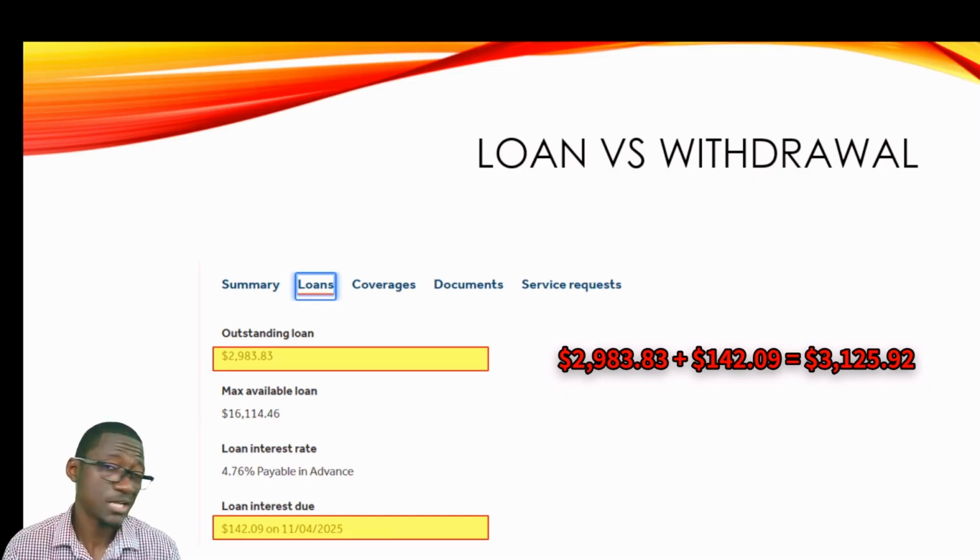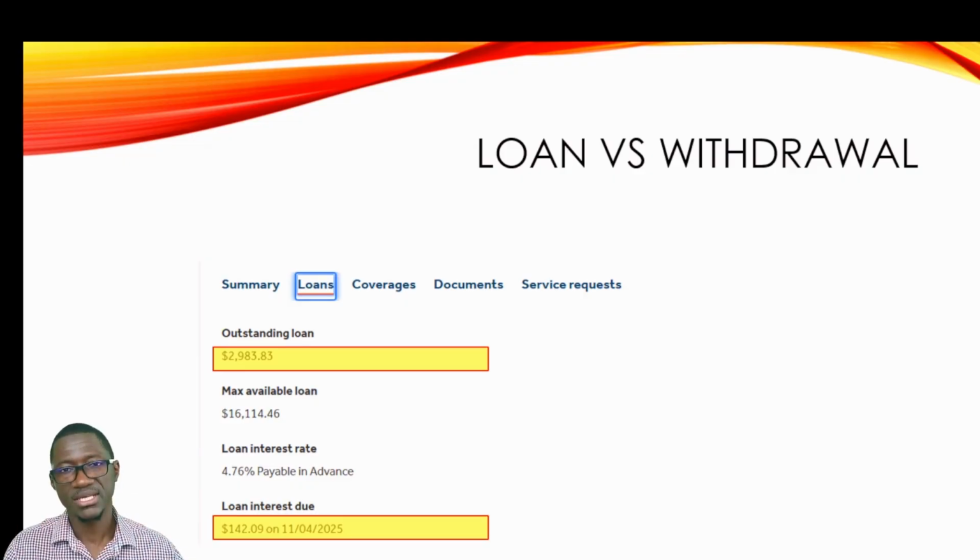But guess what? I don't have to pay it back. If I don't pay it back, obviously it will keep growing. But if I pass away, my beneficiaries will get the death benefit minus the outstanding loan. So you see, it can become a loan where you don't have the pressure to pay back, and it doesn't show on my credit score. So it could be a good option.